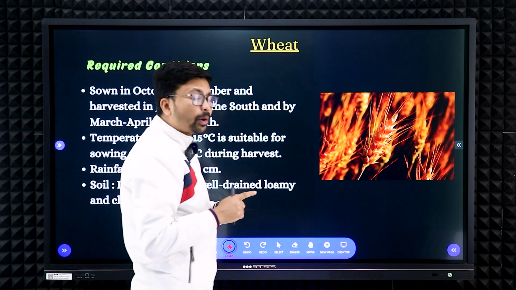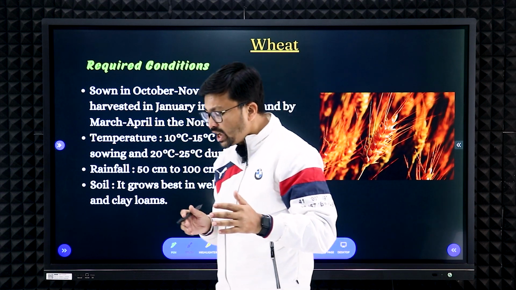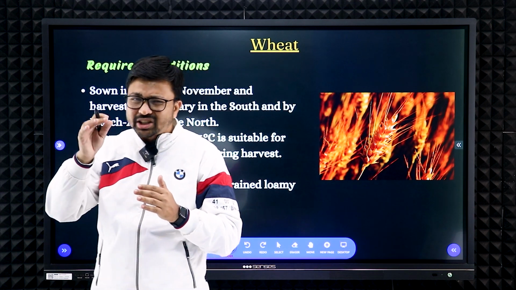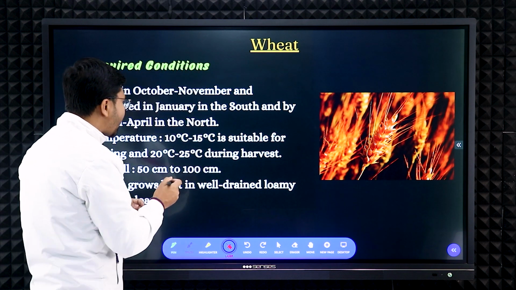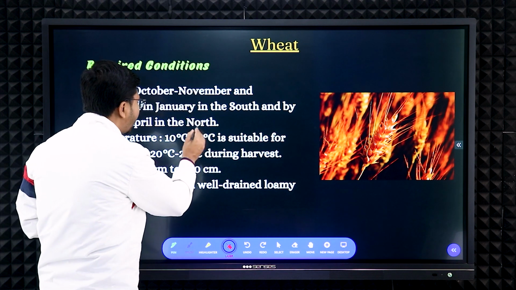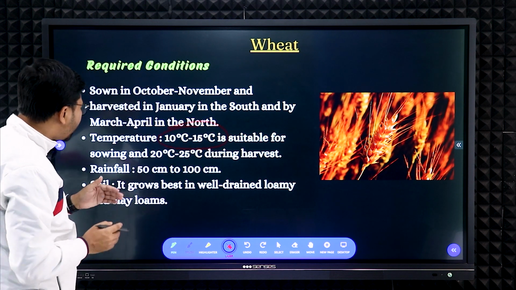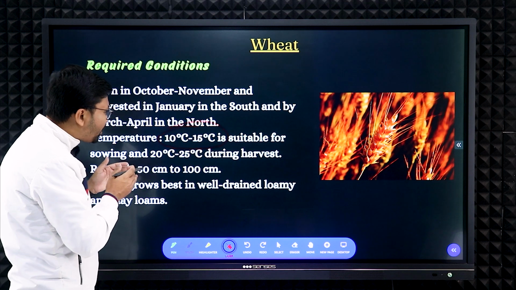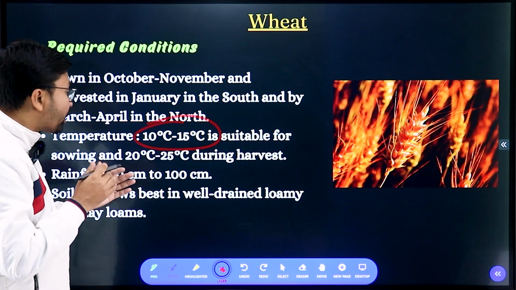Next, wheat. Wheat is another very important crop, and which type of crop is it? It is a rabi crop. So obviously it doesn't require much temperature, it requires less temperature as well as less water. Here you can see how much temperature is required: 10 to 15 degrees Celsius. That is required at sowing time, and during harvesting the temperature should be a little higher, so it will help it to ripen.